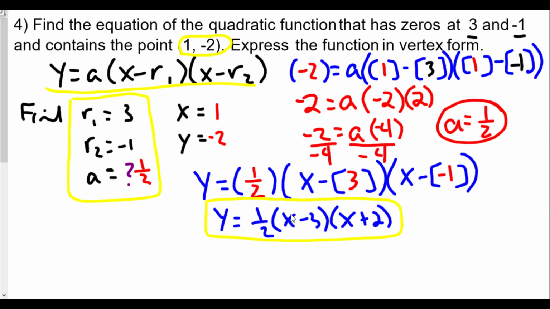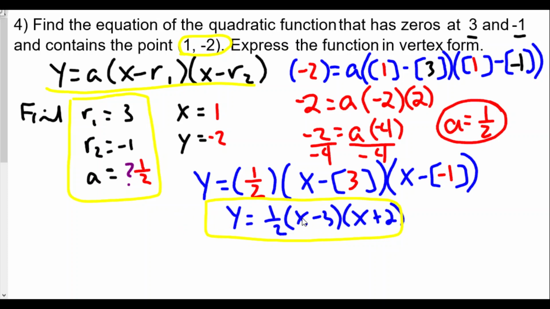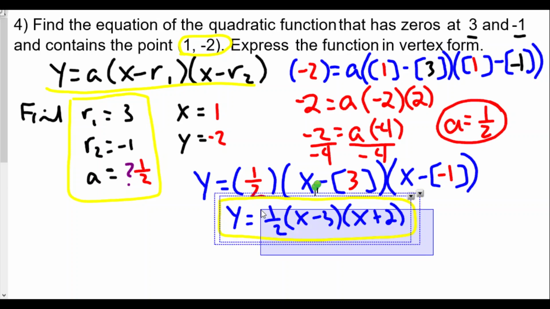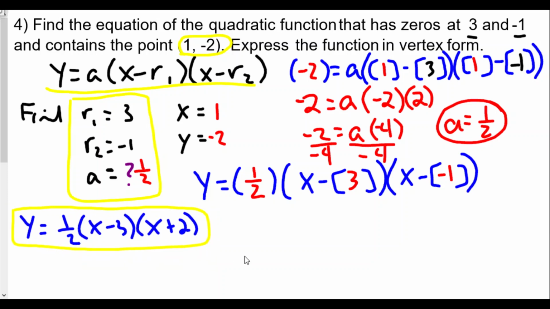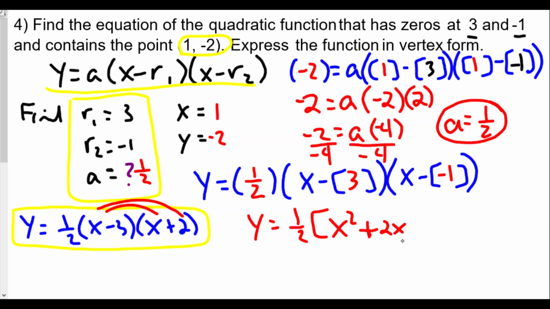Okay, this is the root form, but they want us to express this in vertex form, which means we've got to distribute. I'll move this over a little bit here, so we can distribute this quadratic. And so we'll see in this case we have x times x, so y is equal to 1/2 times: x times x is x squared. x times 2 is plus 2x. -3 times x is minus 3x. And -3 times 2 is -6.